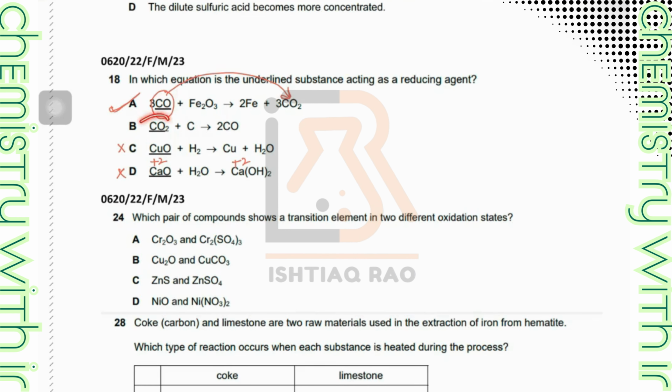Why is B not correct? Carbon dioxide changes into carbon monoxide, a loss of oxygen. Loss of oxygen is reduction. When something gets reduced it is an oxidizing agent, but they are asking for a reducing agent, not an oxidizing agent. Are you getting my point? Yes, sir. Okay.